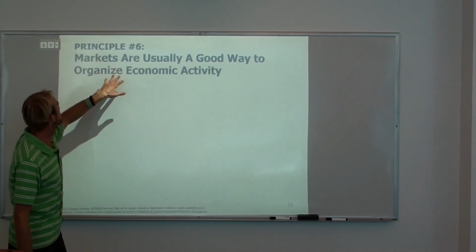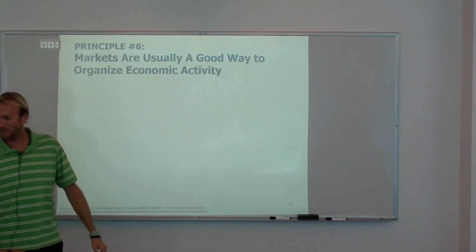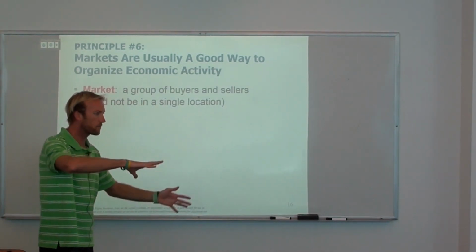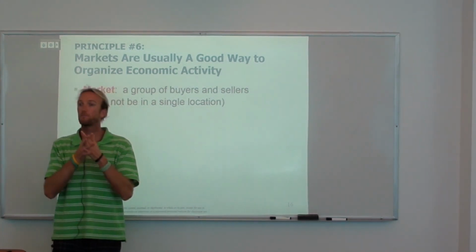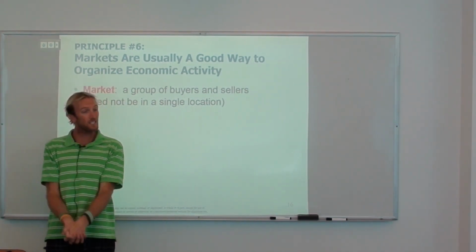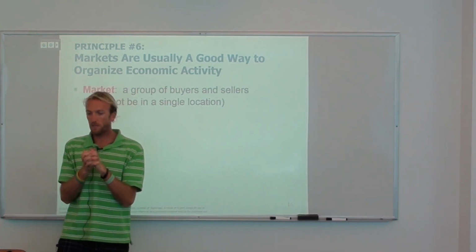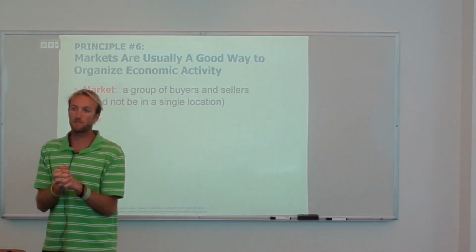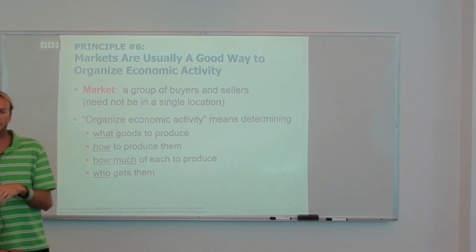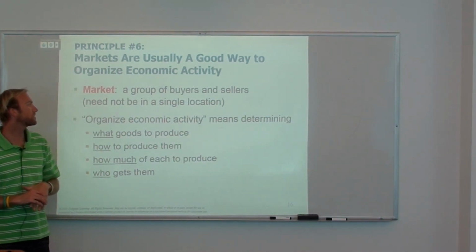We need to define market. We need to define what the heck "organize economic activity" means. So first, market. We got buyers, and we got sellers, and we got a product. Boom. That's a market. It's a very simple, easy definition. It doesn't have to be all in the same spot. eBay, for example, not everybody's in the same location. That is a marketplace.